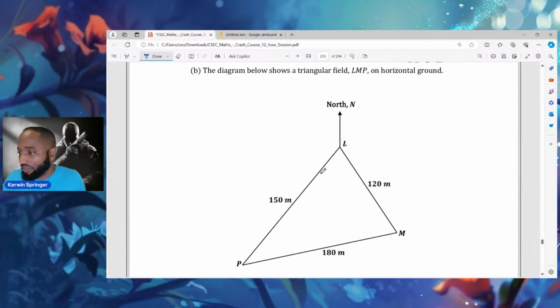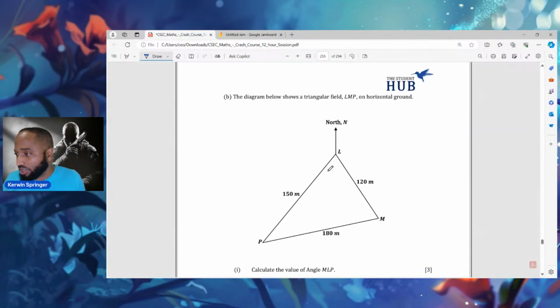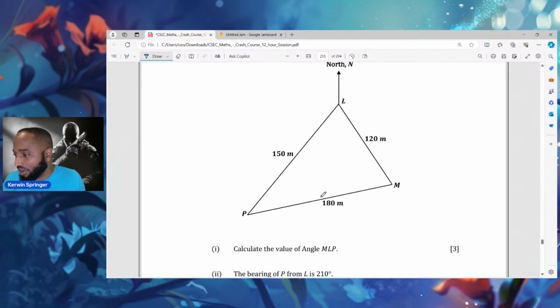All right, now we have to do our next tough question, a bearings question. Triangular field, horizontal ground, LMP, find the value of angle MLP. How are we going to get MLP? I feel like I did this recently in a stream. How are we going to get MLP?